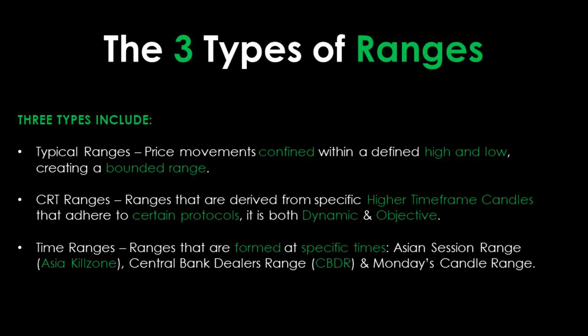Now, there are various types of ranges that can develop, so let's explore each one in detail. The first type that we will discuss is the typical range. While these ranges can be somewhat subjective due to the lack of clearly defined highs and lows, it's essential to understand their structure and dynamics. Typical ranges refer to price movements confined within a defined high or low, creating a bounded range. Understanding these ranges will aid in grasping other types of ranges. However, we won't focus on trading within typical ranges often, as the alternative ranges are derived by fundamental dynamics, which offer more strategic opportunities.